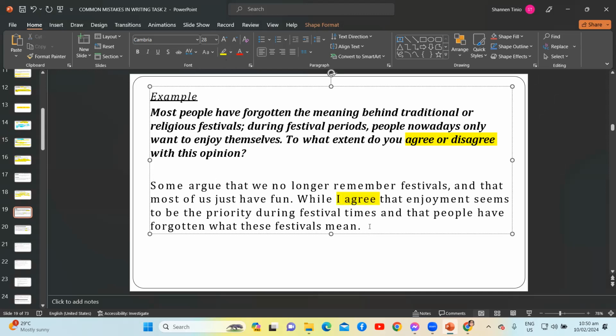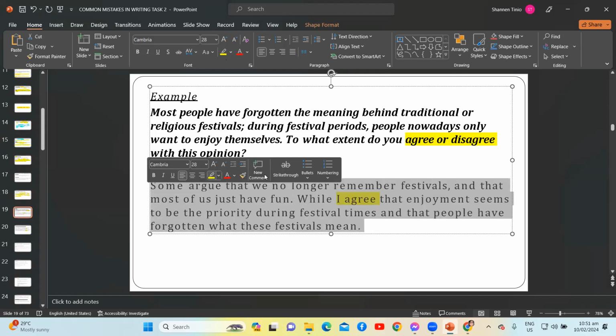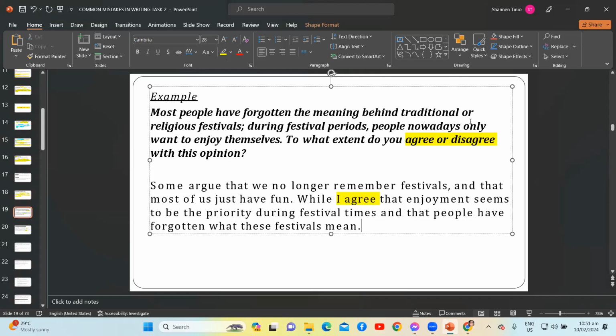Isa lang ang makikita ko dapat dito. It's whether you agree or disagree. Hindi ka dapat maging neutral. That people have forgotten what these festivals mean. Tanungin mo ang Gen Zs ngayon. Oh, fiesta sa inyo. Do you really know why we're celebrating this day today? To be honest, kahit ako'y tanungin mo, hindi ko rin talaga alam.